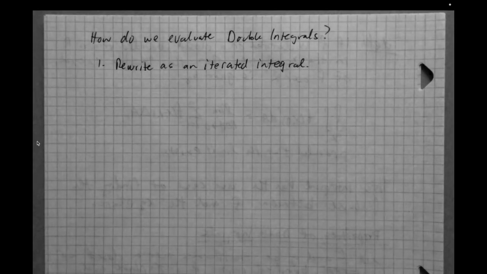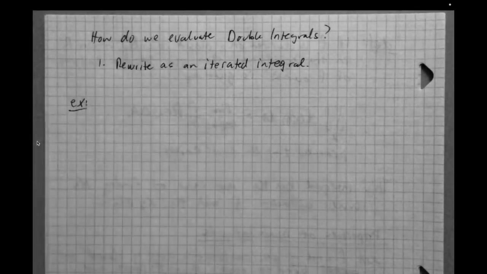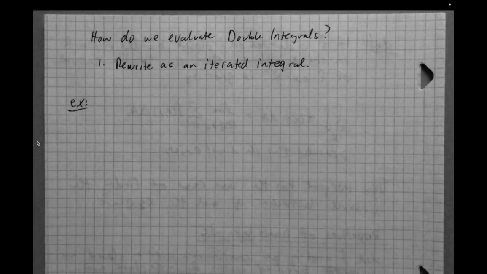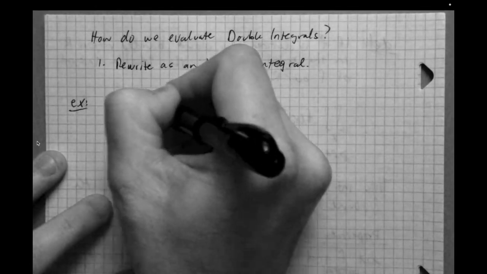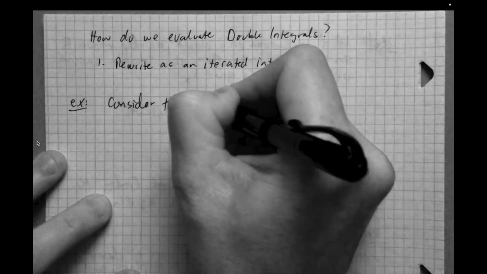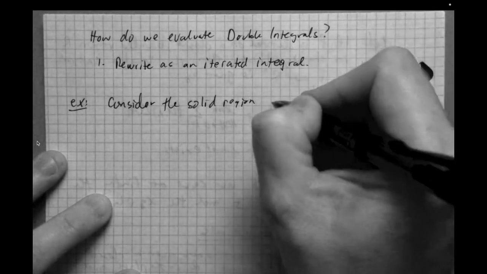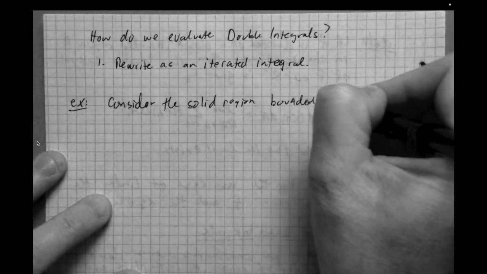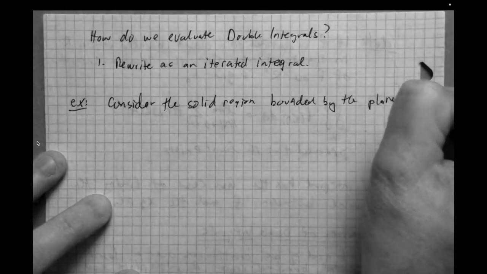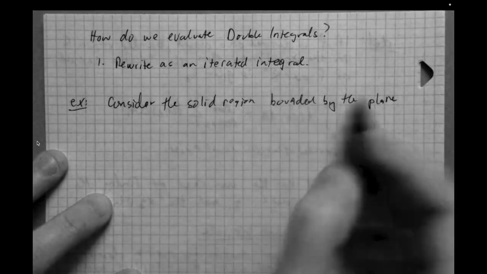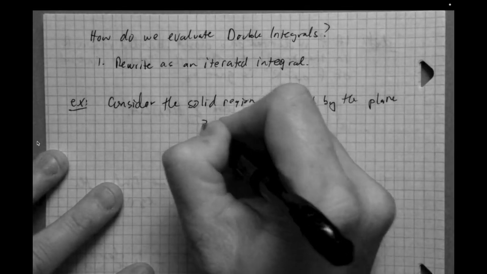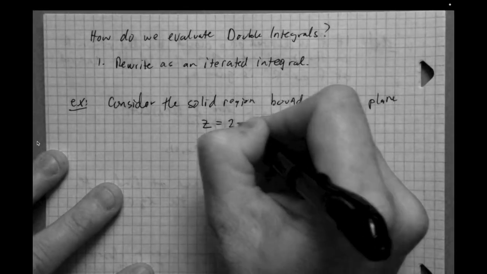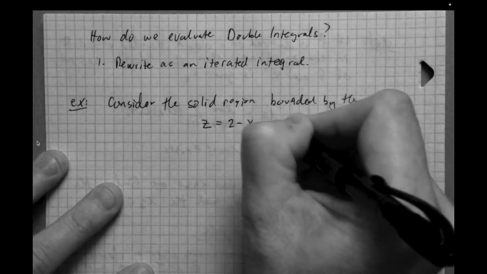Let's do an example and kind of walk through. This will be a slow build example. This isn't a run for the finish line kind of example. Let's consider the solid region bounded by the plane z equals 2 minus x minus 2y.